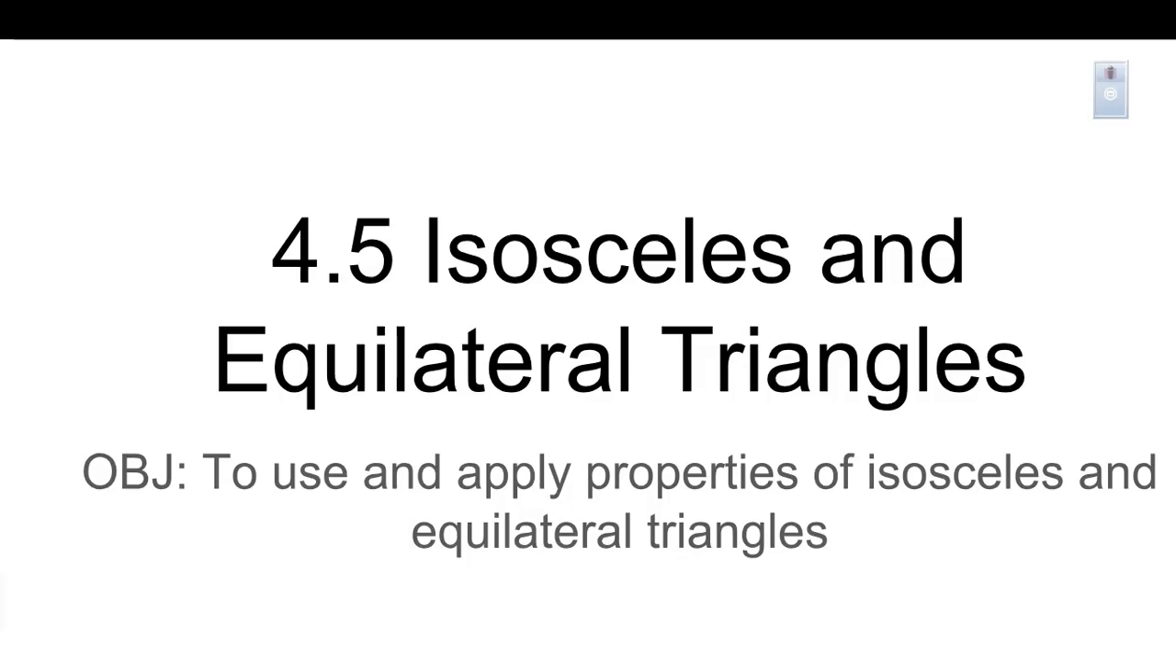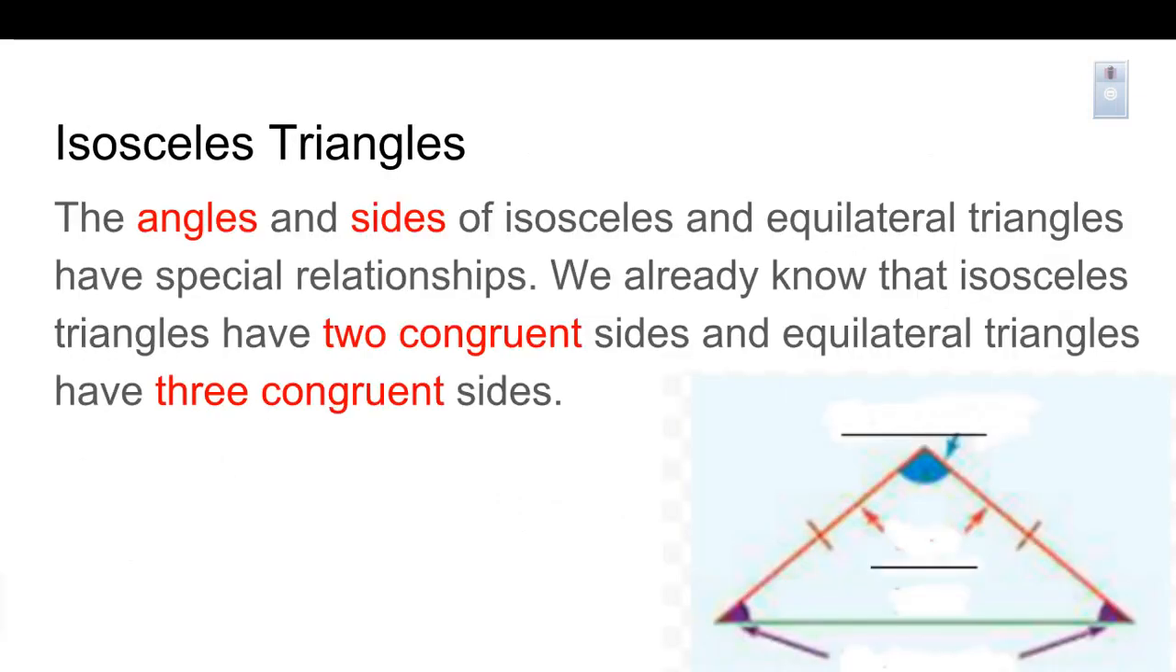Lesson 4.5, Isosceles and Equilateral Triangles. Isosceles triangles. Some things we know about isosceles triangles is that they have two congruent sides. So the angles and sides of an isosceles triangle and equilateral triangles have special relationships. We already know that isosceles triangles have two congruent sides and the equilateral triangles have three congruent sides. So let's look at the different parts of an isosceles triangle.